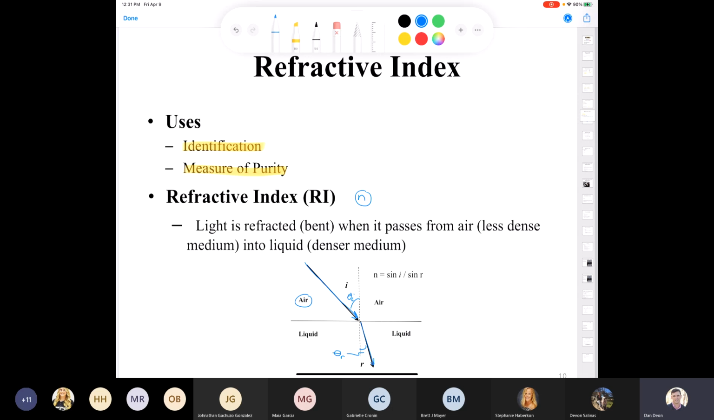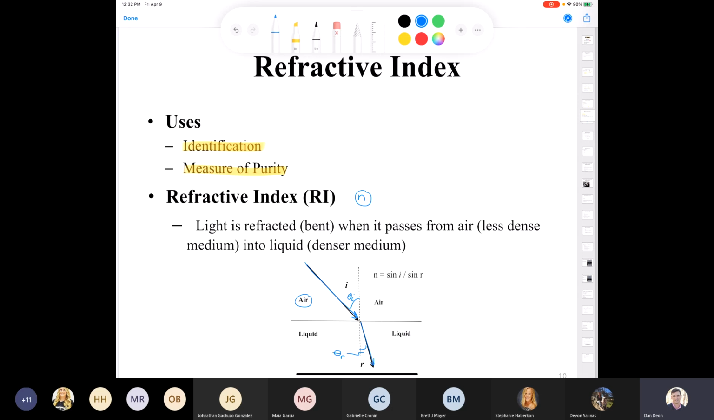So when the refractive index is measured, you take the sine of the angle of incidence over the sine of the angle of refraction. Now, n is a unitless number, and it's always going to be greater than 1, since the angle of incidence is always going to be greater than the angle of the refracted light as the light passes from a less dense to a more dense medium.